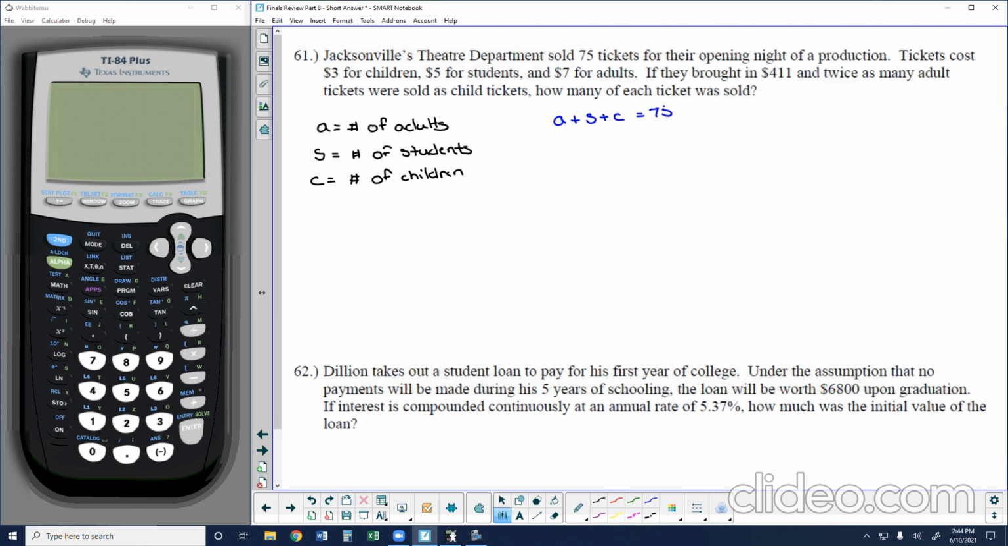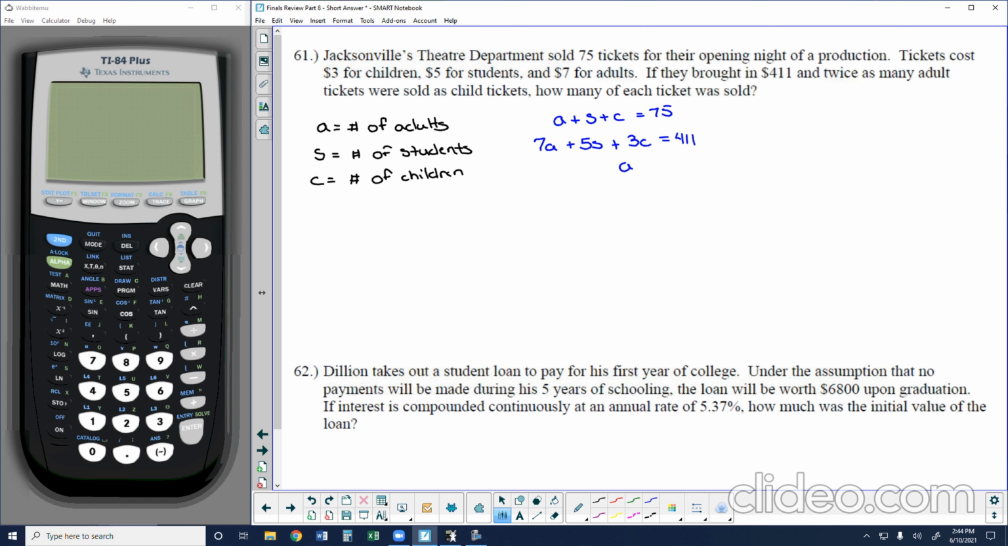We also know how much they cost a piece. So adult tickets cost $7. So 7 times the number of adult tickets, plus $5 for students, 5 times the number of student tickets, plus 3 for children, 3 times the number of children tickets, would be the total $4,411. The last thing that we know is that twice as many adult tickets were sold as children tickets.